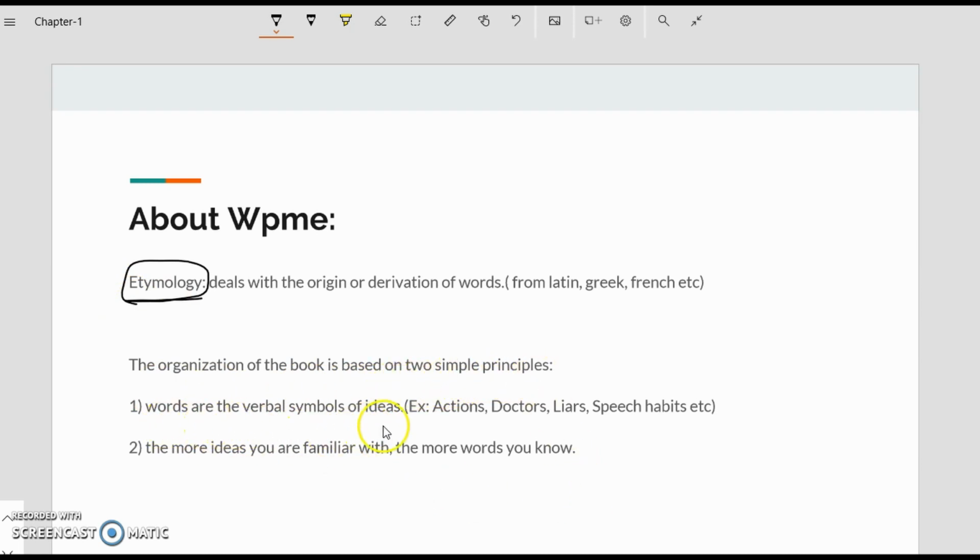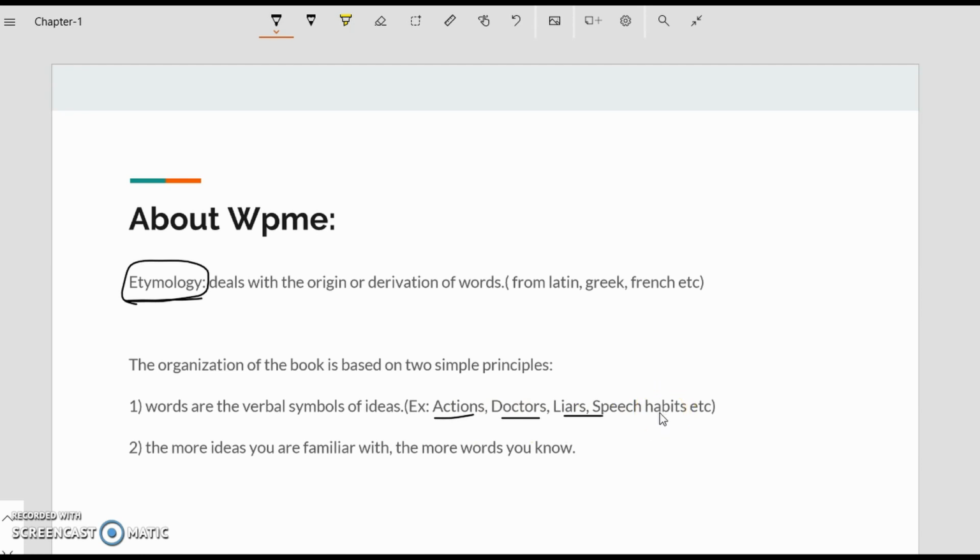Words are the verbal symbols of ideas or concepts. The more concepts or ideas you have, the more words you know. You will have a bigger vocabulary if you know many ideas. For example, if you consider biology, you will come to know terms like genes, genetics, genesis, symbiosis, microbiology, botany, zoology, etc. This book deals with ideas, and each chapter deals with some concepts. Some examples are actions, doctors, flyers, etc.